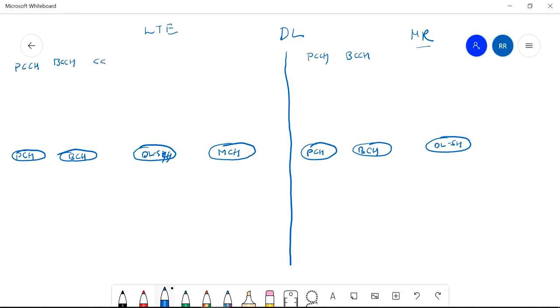Now CCCH, the common control channel, is in LTE, and the common control channel is in NR also. The next is DCCH, the dedicated control channel, that is in LTE, and we have the dedicated control channel in NR also. Now we have DTCH, the dedicated traffic channel. We have DTCH in LTE and we have DTCH in NR as well.